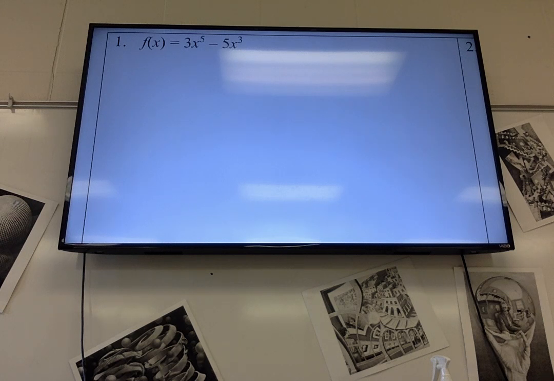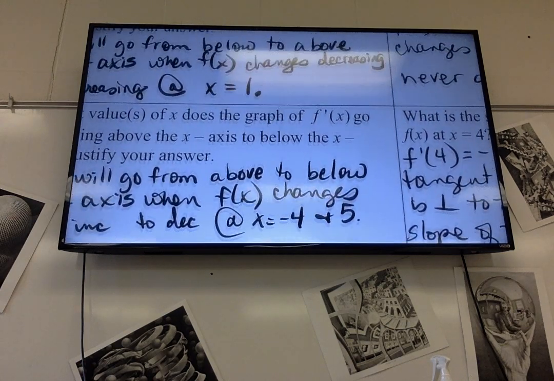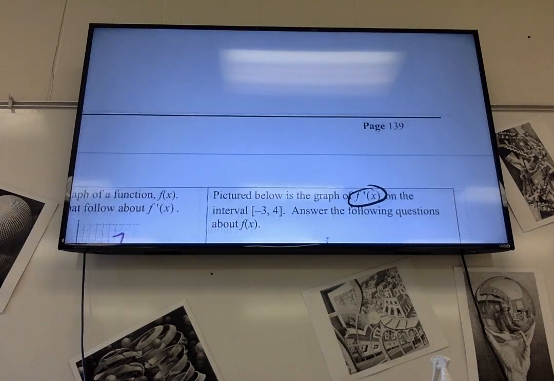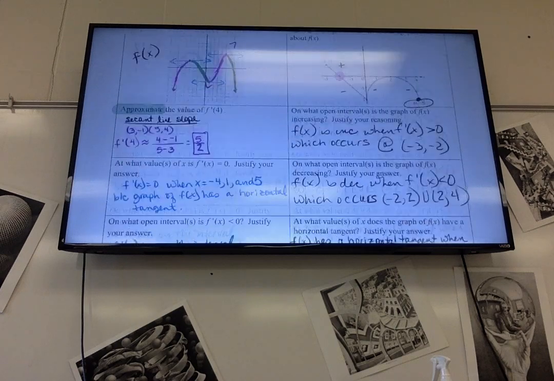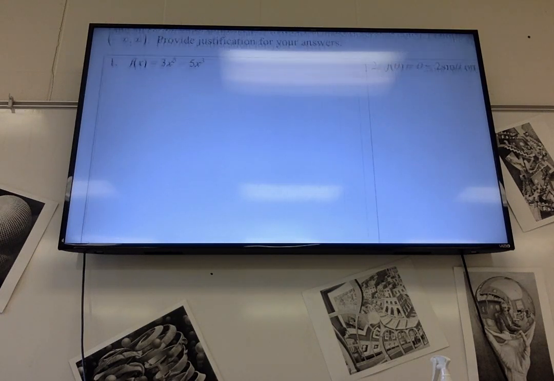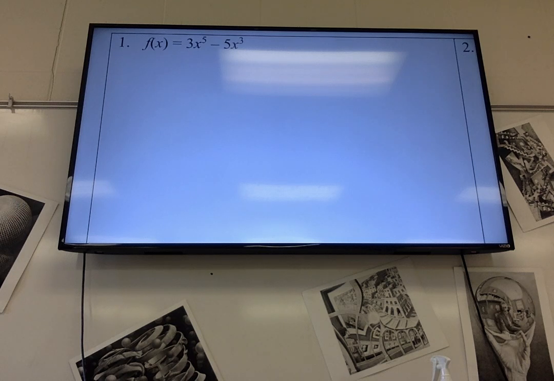So we are finding where f of x is increasing or decreasing. So look back to this. When f of x is increasing, what's going on? F prime of x is greater than zero. Yeah, the derivative is positive, right? Yes. And when it's decreasing, f prime is less than zero, it's negative. So that's what we're going to have to do. We're going to have to figure out where f prime of x is positive, and where f prime of x is negative. So we're going to make a point chart.